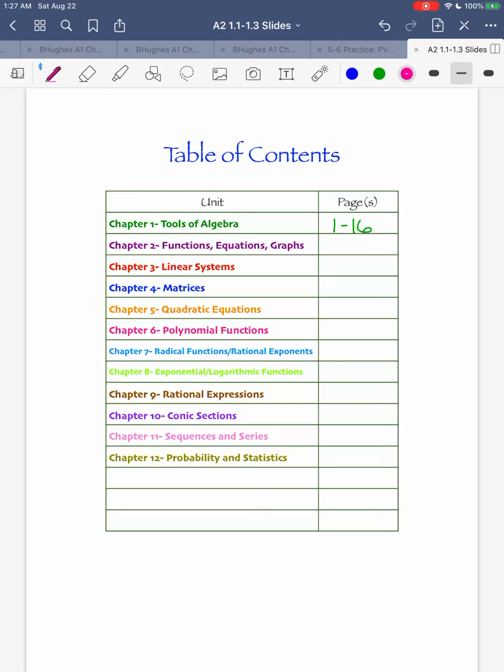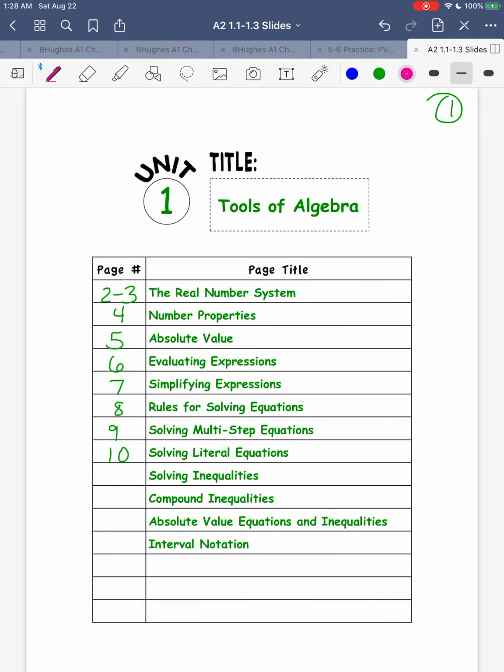At the beginning of your table of contents for the whole notebook, we list all the chapters for the year. You just need to fill in 1 through 16, which is going to cover everything from chapter 1. The table of contents for chapter 1 is going to include all of these concepts, but for today, we're going to cover everything from 2 and 3 all the way down to page 10. So 2 and 3 is for the real number system, and then all the other concepts are 1 per page.